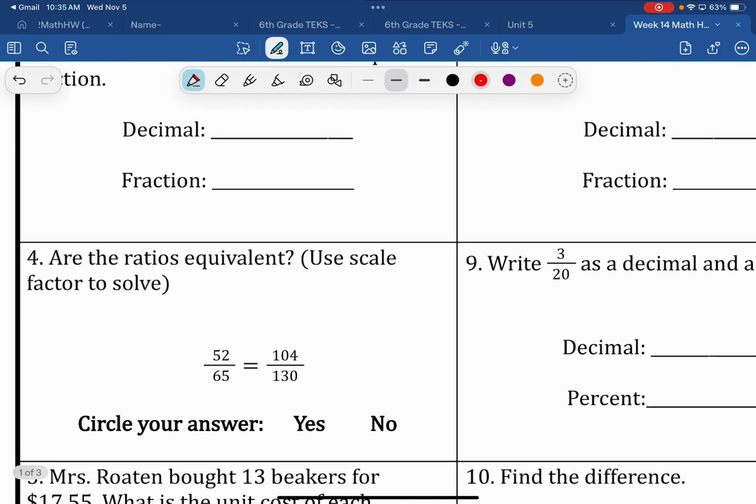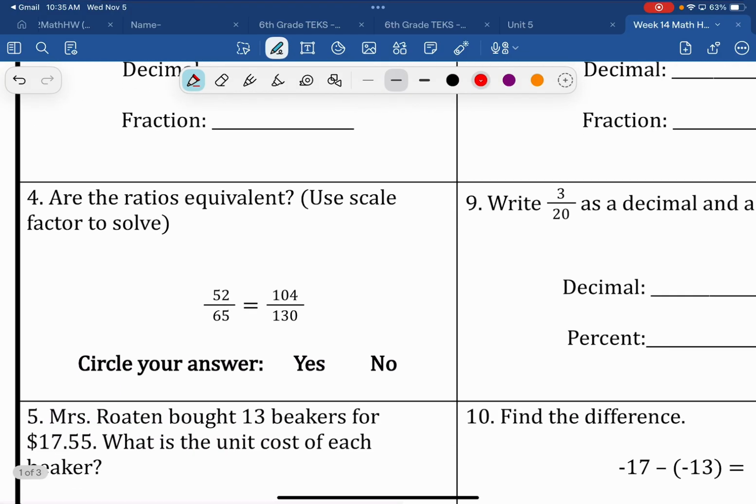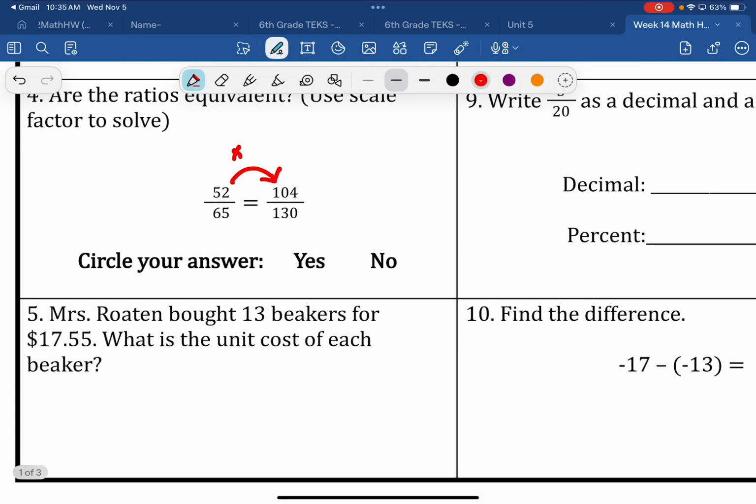Are the ratios equivalent? Use scale factor to solve. So what that means is I ask myself, okay, what is happening to 52 to get to 104? I know I'm increasing, but by what? So figure that out and then do the same scale factor on the bottom and see if they are equal or not.